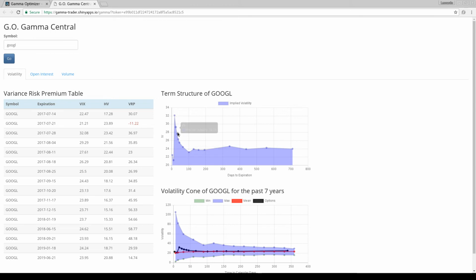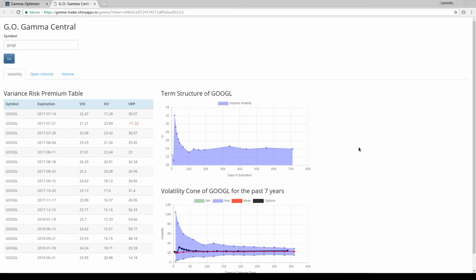So CBOE defines a methodology to compute VIX, and VIX is basically the implied variance. It's a mathematical formula that gives you the implied variance from option prices. And the beauty of that computation is that you don't have to use any model for option prices. The method doesn't care if you're using Black-Scholes or stochastic volatility or local volatility or any kind of weird mathematical model.